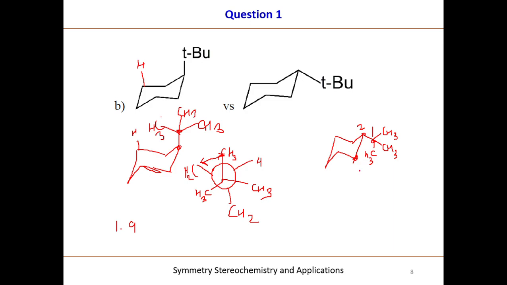So here the strain is less compared to the first one, because here we have the 1,4 Gauss interaction as well as the 1,3 diaxial interaction. 1,3 diaxial interaction with this tertiary carbon and this hydrogen, this methylene hydrogen, and Gauss interaction with this one. Is any other Gauss interaction possible here?